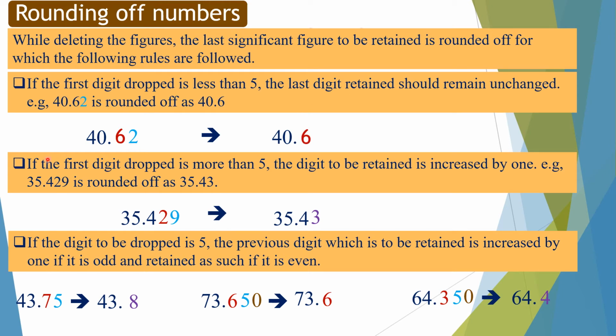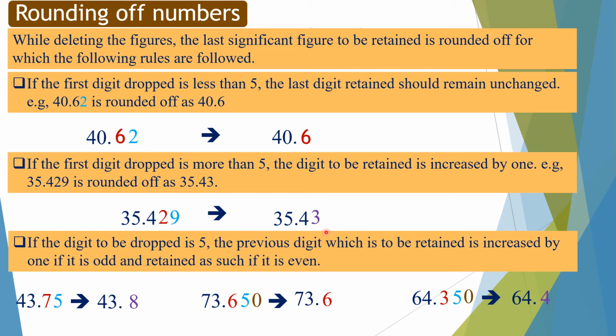If the first digit dropped is more than 5, the digit to be retained is increased by 1. For example, 35.429 is rounded off as 35.43. Here the dropping digit is 9 and 9 is greater than 5. So the retained digit, which is 2 in this case, is increased by 1. So we get 35.43 because we add 1 to the retained digit when the dropping digit is more than 5.